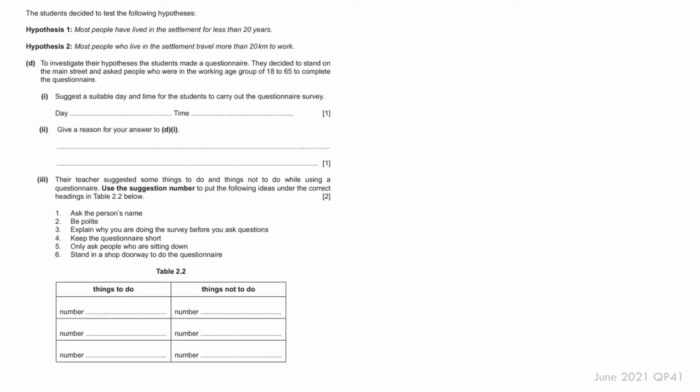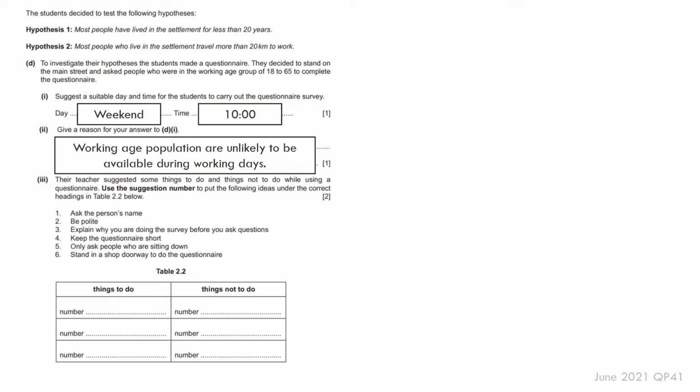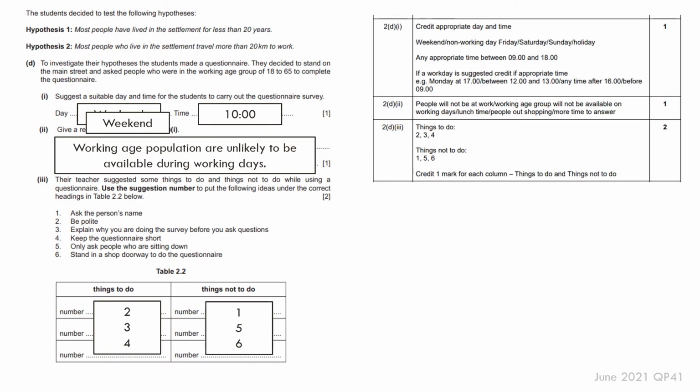Here are some examples of the following ideas that the teacher suggested that the student does. So I've talked about the first questions that you can read here. When would you go about asking people? Why, if you're going to target working people, would you do that at the weekend in a particular town? Because the working age population are unlikely to be available during working days. And the question at the bottom is a really nice one as well, because it looks at things to do and things not to do when using a questionnaire. So I've given you the points here with the mark scheme.